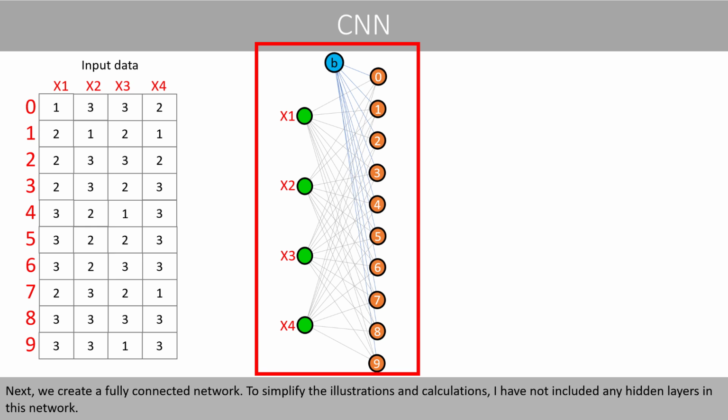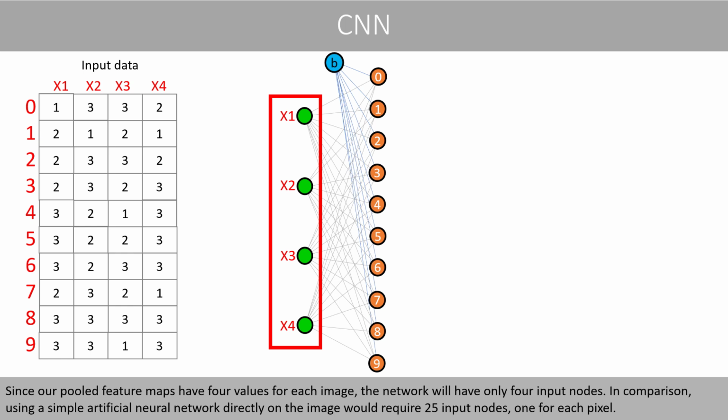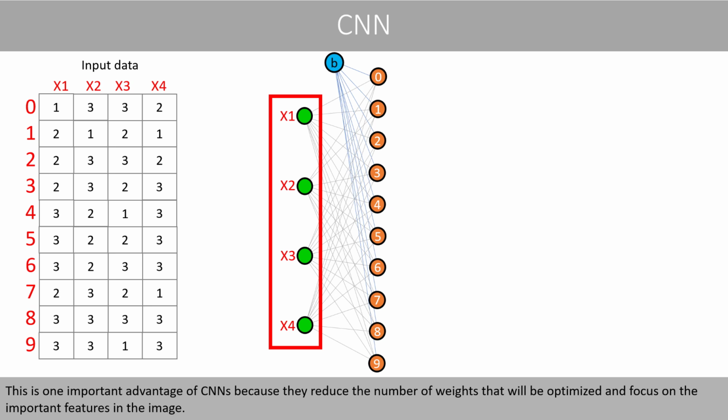Next, we create a fully connected network. To simplify the illustrations and calculations, I have not included any hidden layers in this network. Since our pooled feature maps have 4 values for each image, the network will have only 4 input nodes. In comparison, using a simple artificial neural network directly on the image would require 25 input nodes, 1 for each pixel. This is one important advantage of CNNs, because they will reduce the number of weights that will be optimized and focus on the important features in the image.